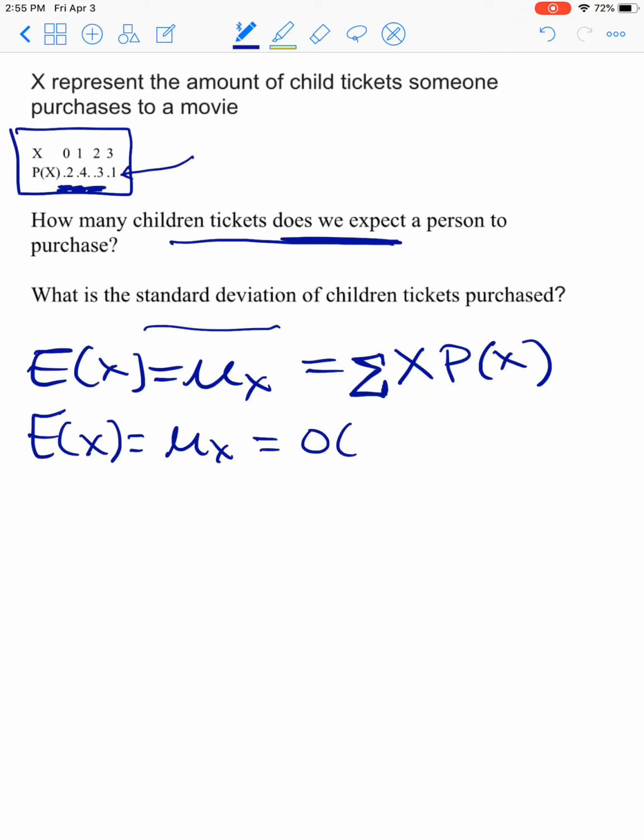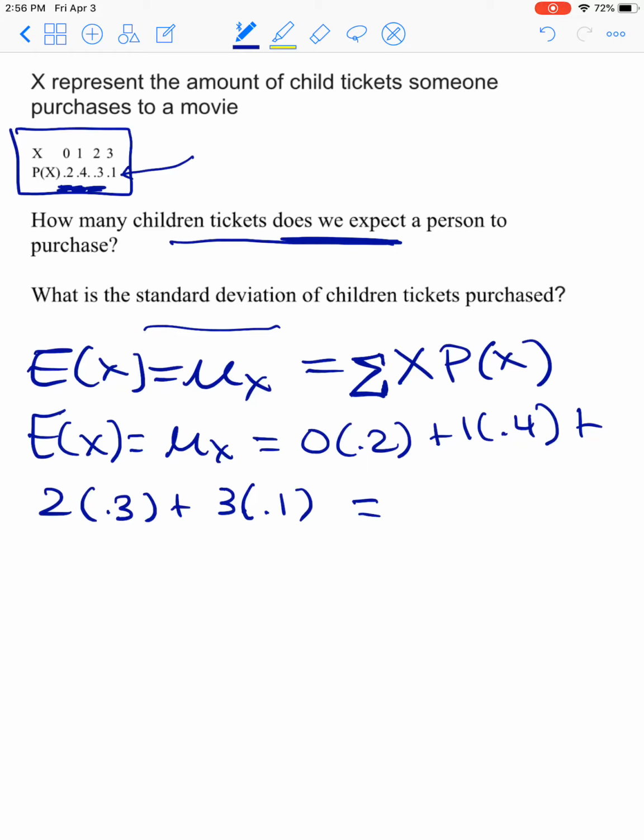Now, I'm going to take 0 times 0.2 plus 1 times 0.4 plus 2 times 0.3 plus 3 times 0.1. And I'm going to see that that equals 0 plus 0.4 plus 0.6 plus 0.3, which equals 1.3. Now, this is very important in order for us to find the standard deviation. Now, remember what a standard deviation is. It just tells you how spread out the numbers are. The larger the standard deviation, the more spread out it is.